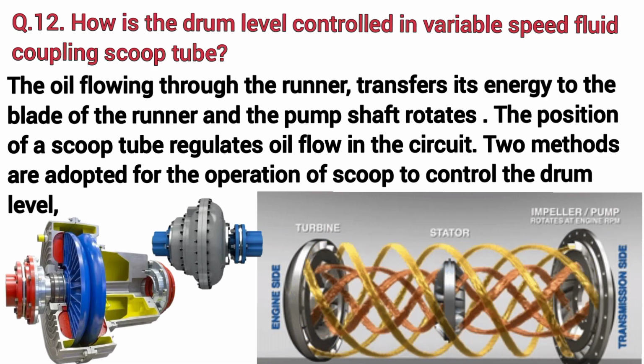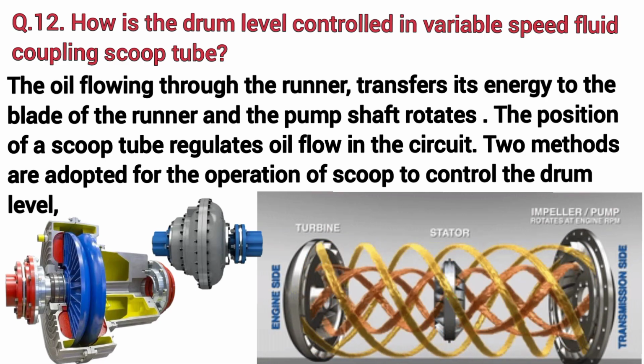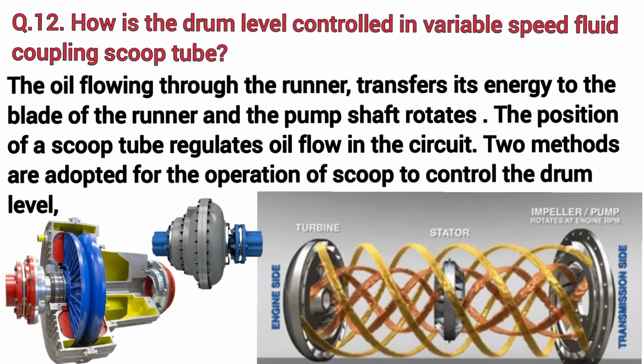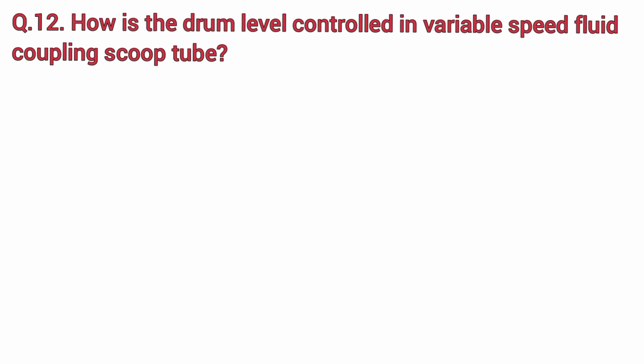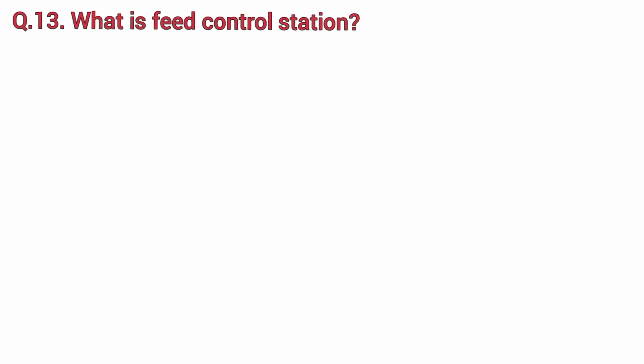The position of the scoop tube regulates oil flow in the circuit. Two methods are adopted for the operation of the scoop to control the drum level: differential pressure (DP) mode and 3-element mode. What is a feed control station?